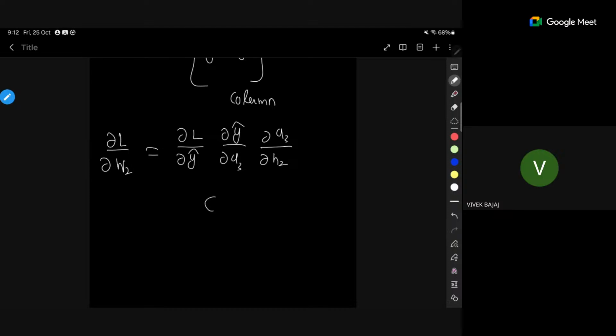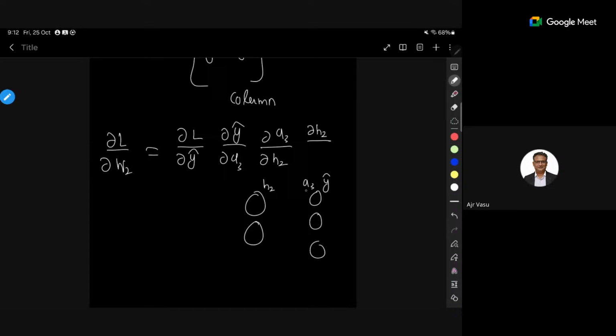Let's say this was my last layer, and this is my y hat. H2 is the input of A3, right? So A3 is the output computed from H2. I wanted to go to this W2 guy, which will appear here. So how A3 is connected with respect to this layer is through H2.